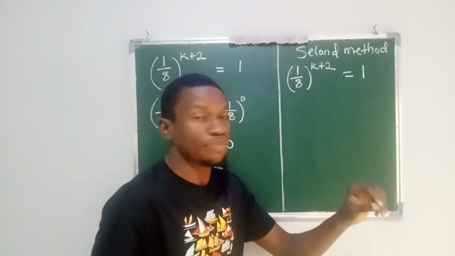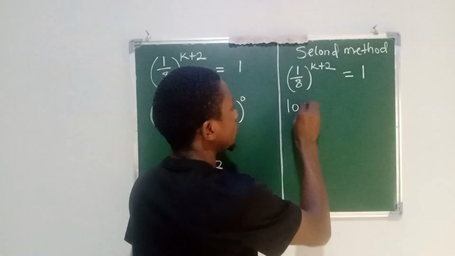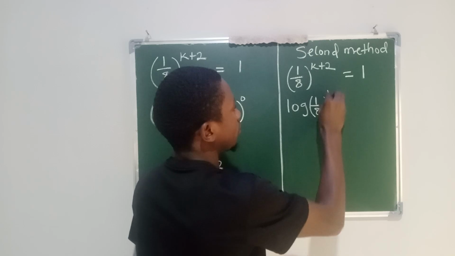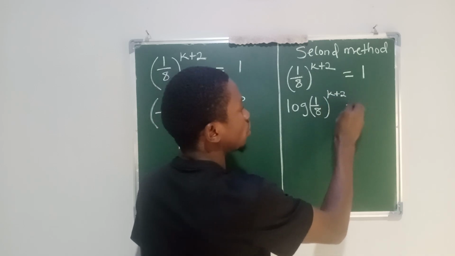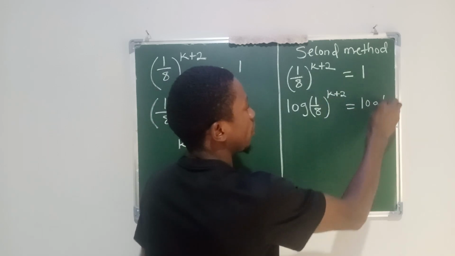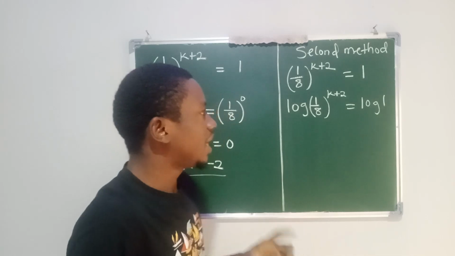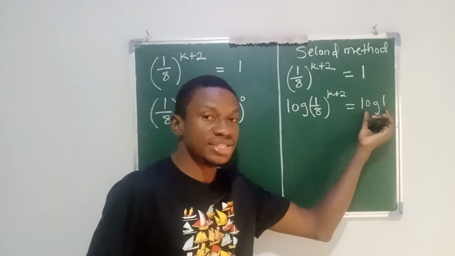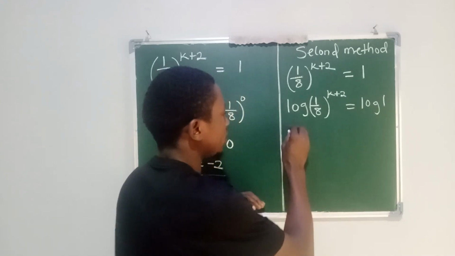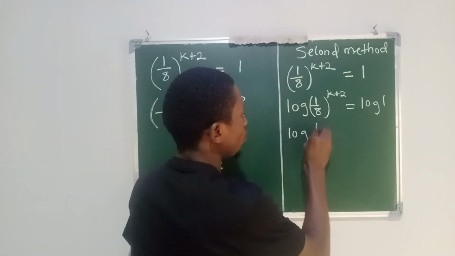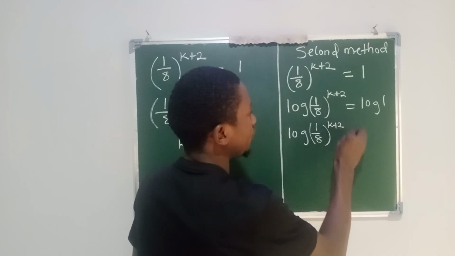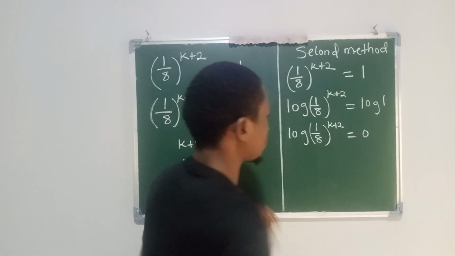So if we take the log of both sides, we'll have that log (1/8)^(k+2) is equal to log 1. And log 1 is equal to 0. So we can replace this with 0. So we go again and have log (1/8)^(k+2) = 0.